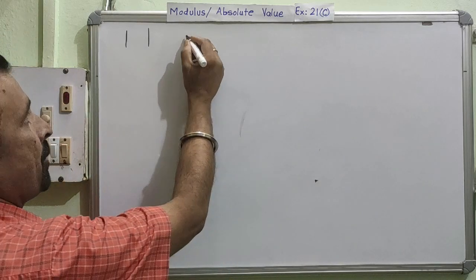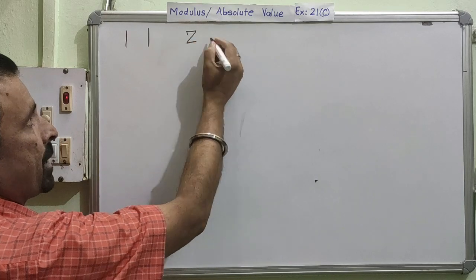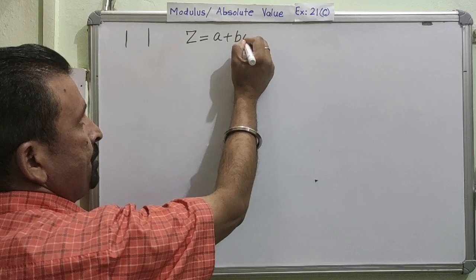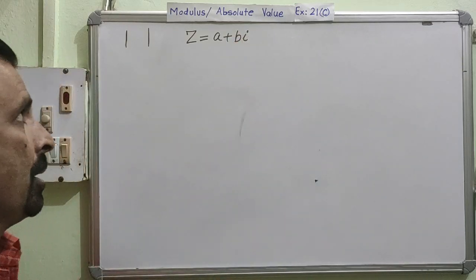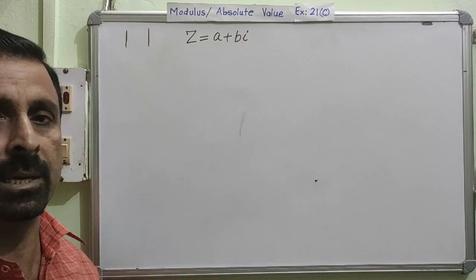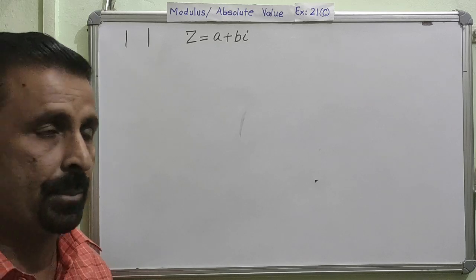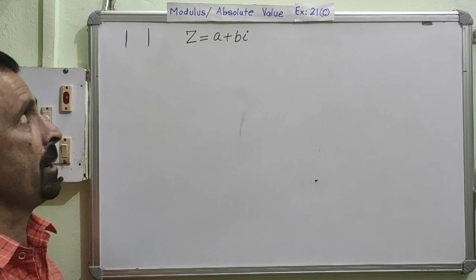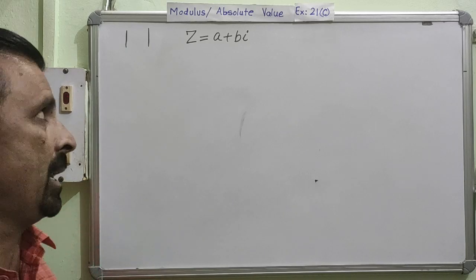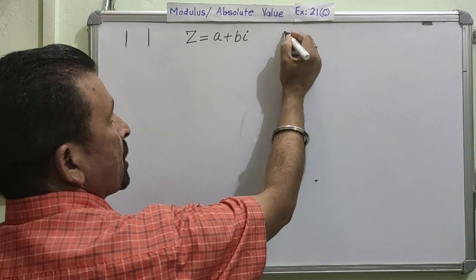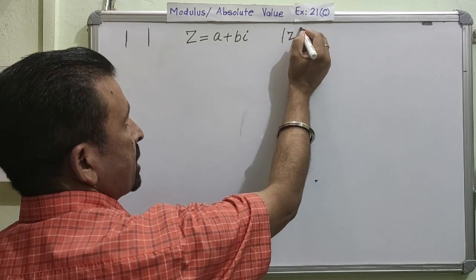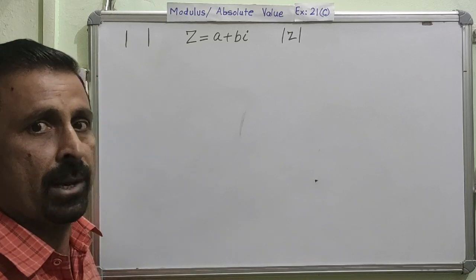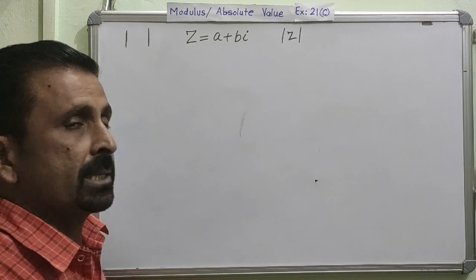So suppose our complex number is z, and this z is a plus bi. This is a complex number, where a and b are real numbers. a is the real part, b is the imaginary part. Z is the complex number. Now if we are calculating the modulus or the absolute value of this complex number, we put z within two vertical lines, and we read this as the absolute value of the complex number z.